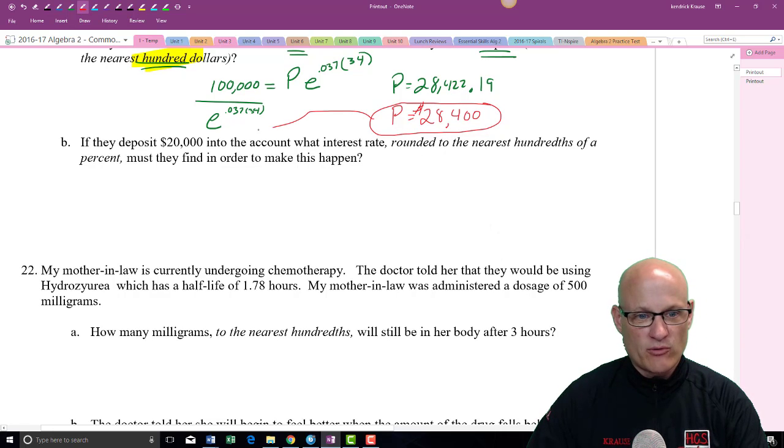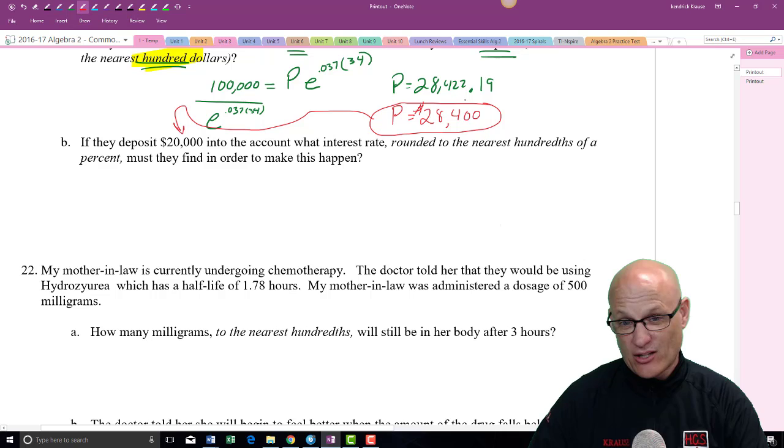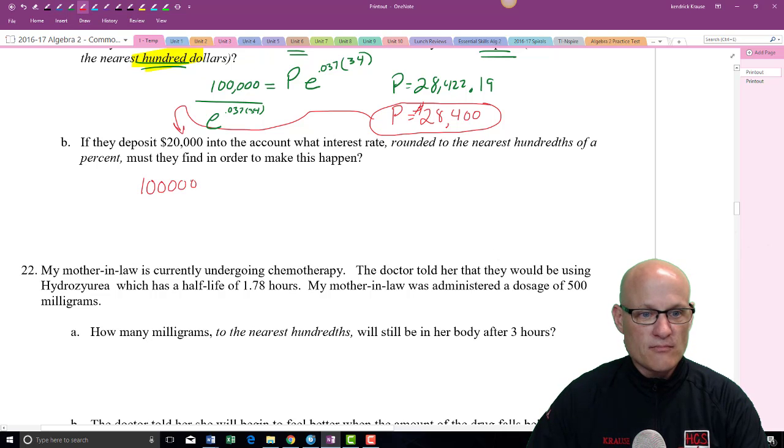If they deposited $20,000, what interest rate? So now we're saying, okay, we're really only going to be able to deposit $20,000. What interest rate would I have to have in order to still get that $100,000? So 100,000 is equal to 20,000 e to the r times 34. See, now I don't know r. Get the weird thing alone. Divide by 20,000. So I get 5 is equal to e to the 34r.